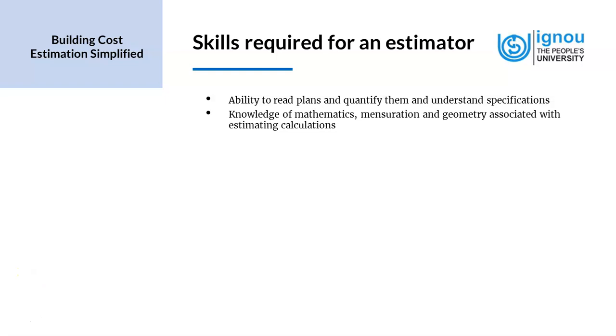Knowledge of mathematics, mensuration, and geometry associated with estimating calculations, that is a skill that an estimator ought to have. Simple calculations like finding the area or finding the volume, the cubic volume of any cube or cuboid, as the case would be. So a basic understanding of mathematics and mensuration and even geometry is an important skill that an estimator ought to have.